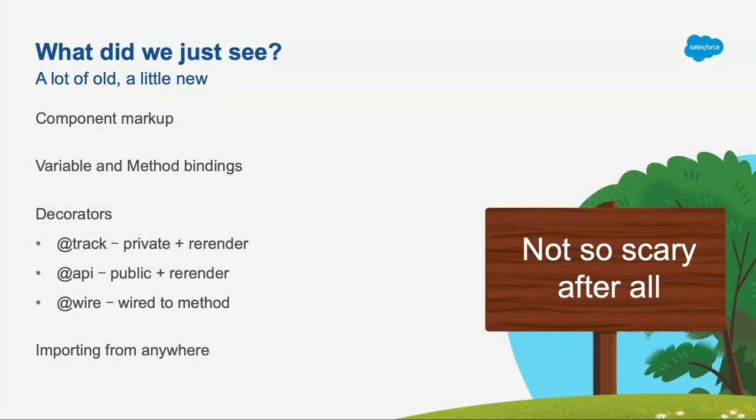All right, so what do we see here? We saw some more component markup, some more tags. We're used to that. We saw variable and method bindings. We're used to that also. We saw our 3 decorators, @track, private with re-rendering, @api, public with re-rendering, and @wire, wired to some method. And we saw that we can import from virtually anywhere. We can import from LWC. We can import from Salesforce APIs. We can import from other components. We can import Salesforce fields and objects. And we can import multiple Apex controllers.